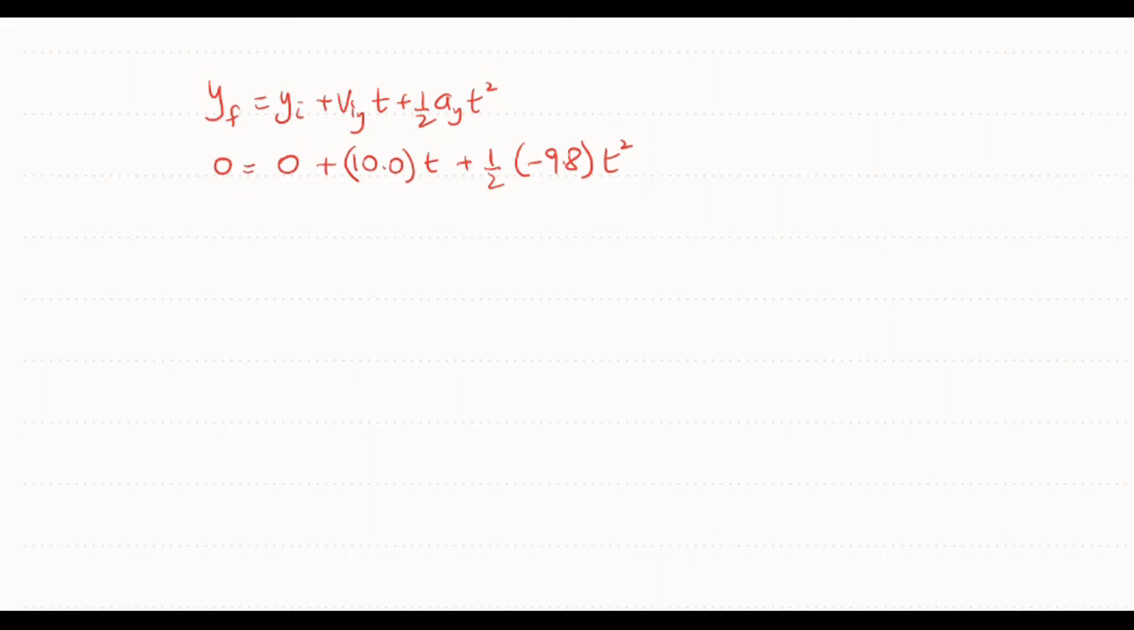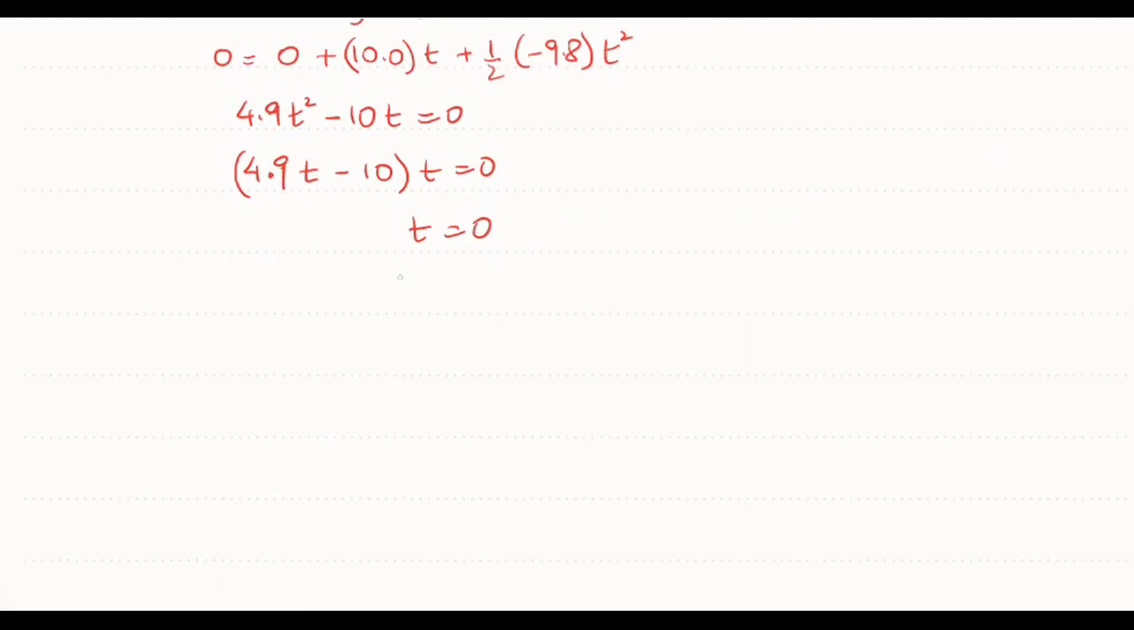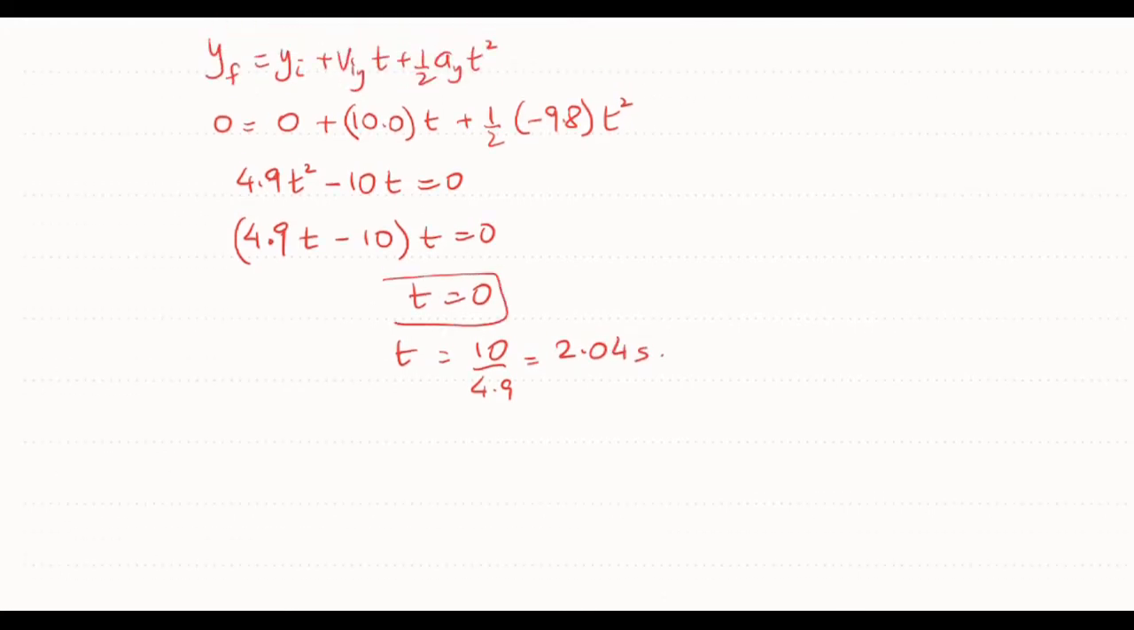So this gives us, by a little rearrangement, 4.9 T squared minus 10T equals 0. Now we can factor out the T: T times (4.9 T minus 10) is 0, and this gives us two solutions. T is 0 and T equals 10 over 4.9, which is 2.04 seconds. So we have one answer here and one answer here. Mathematics gives us two answers, and we need to pick the correct one from physics.